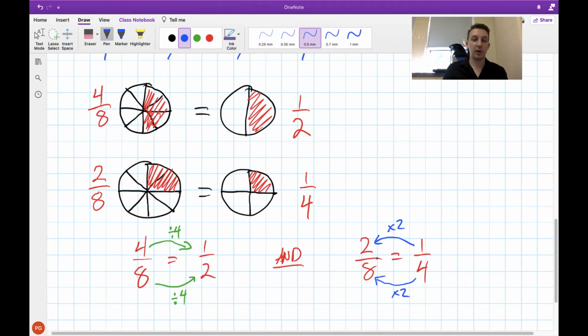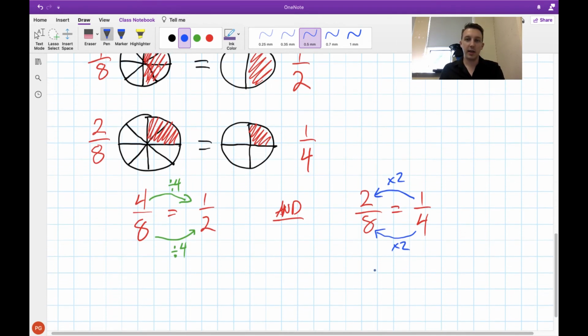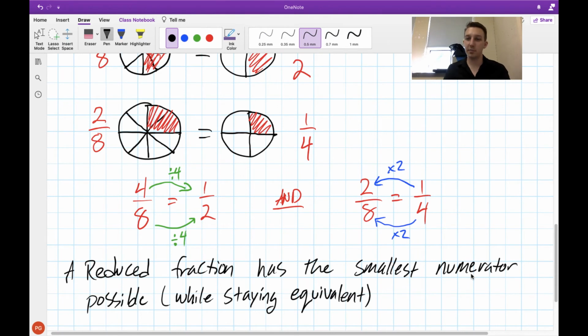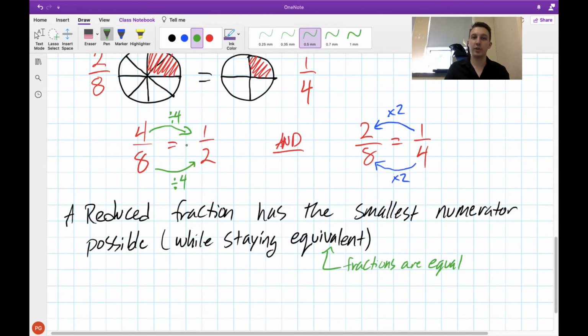This is also what we would call reducing fractions. If we get it to the point where, like 1 over 4, we can't divide the top and the bottom by any more numbers, basically we've made the top and the bottom as small as possible, that's what we would say is fully reduced. So a reduced fraction has the smallest numerator possible while staying equivalent. And remember, equivalent means that the two fractions are equal. So when we're reducing a fraction, we're not changing the value of the fraction, we're not changing the area, we're just changing the numerator and the denominator to make them as small as possible.